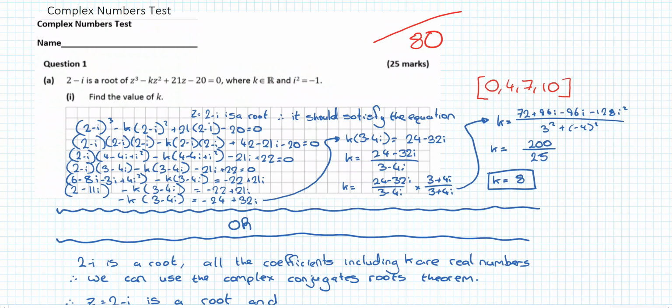So in this video, I'm just going to talk you through the marking scheme for the complex numbers test in 5th year. It's an 80 mark test, so you should be marking this as you go.